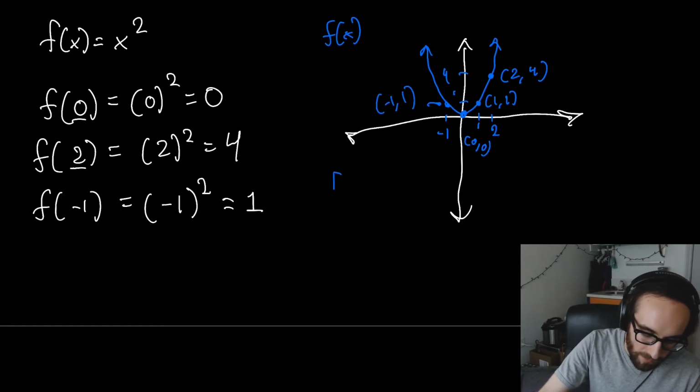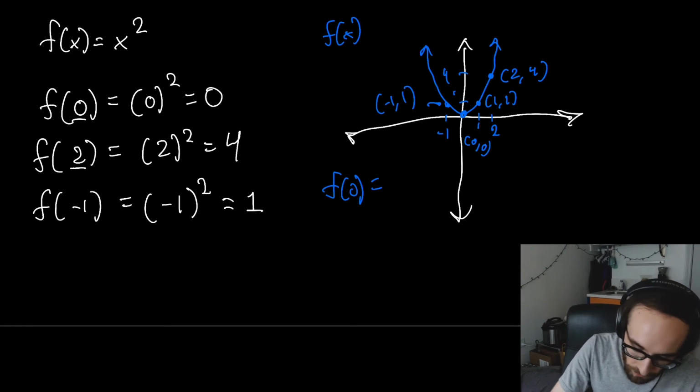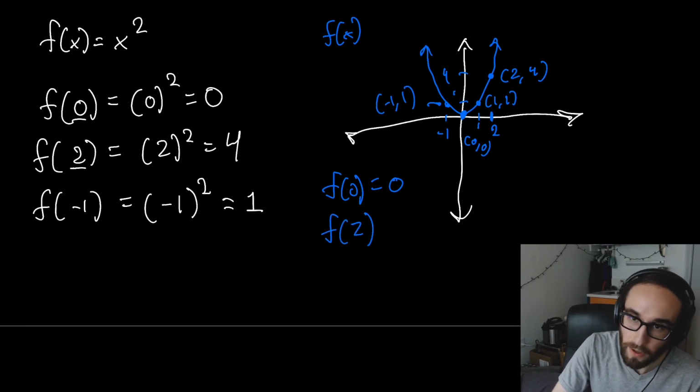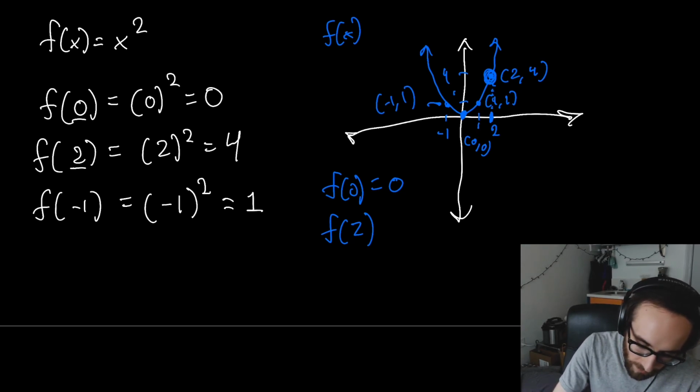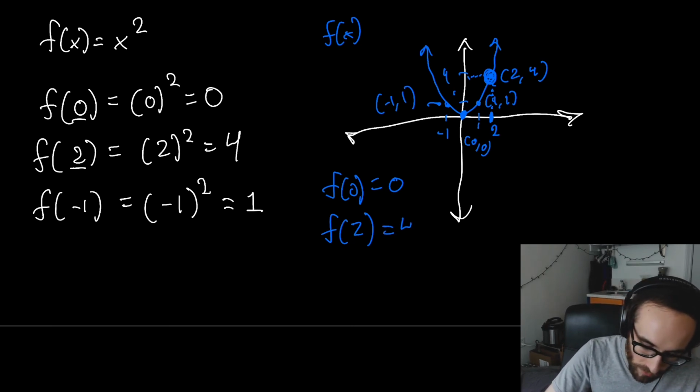So if we're asked to find f of 0, we look left and right. So we're looking at the x-axis. Left and right, that's our input. Our input is 0. And we see that our output up and down is 0. F of 2, so we're looking at 2 on our x-axis. And if we go up, we see that our point is here, and our output at 2 is 4. So f of 2 is 4.